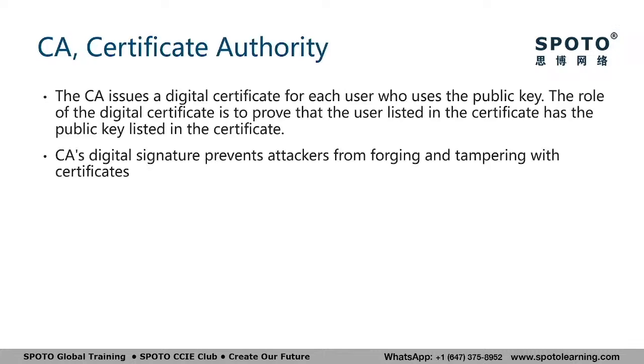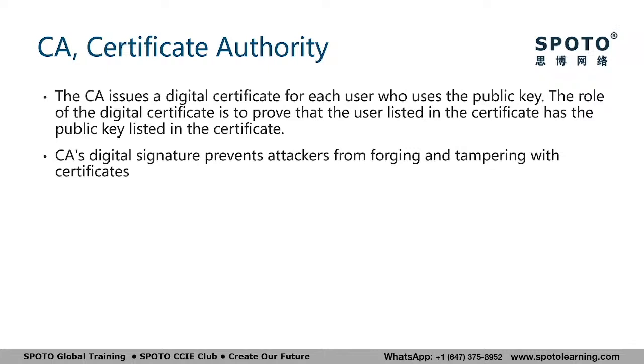So, in the real scenario, how do we resolve that? We have a solution. It's the CA, Certificate Authority. The Certificate Authority, CA, issues a digital certificate for each user who uses a public key. The role of the digital certificate is to prove that the user listed in the certificate has the public key listed in the certificate.